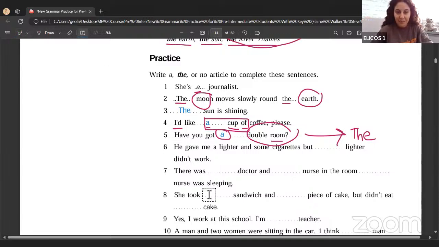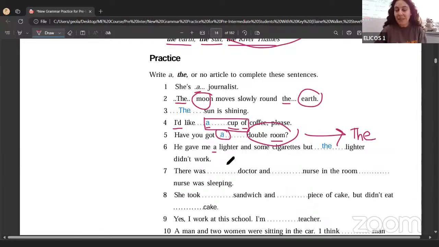He gave me a lighter, a lighter, and some cigarettes, but the lighter didn't work. Yes. So be really careful with pronunciation because it's a very little word. You have to push it. He gave me a lighter. So we really push that word.